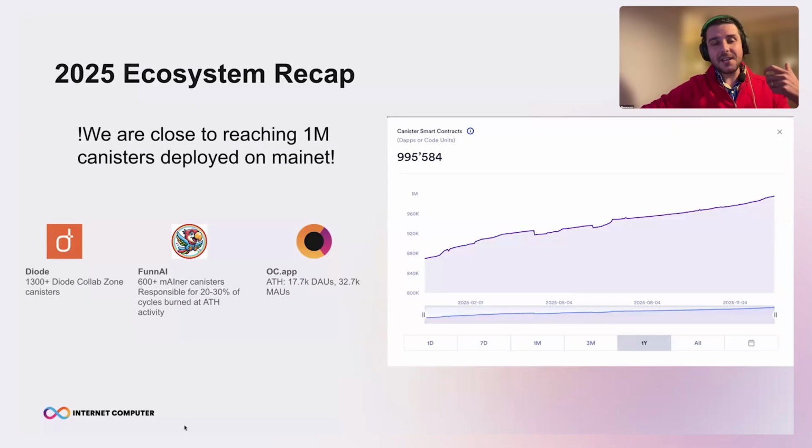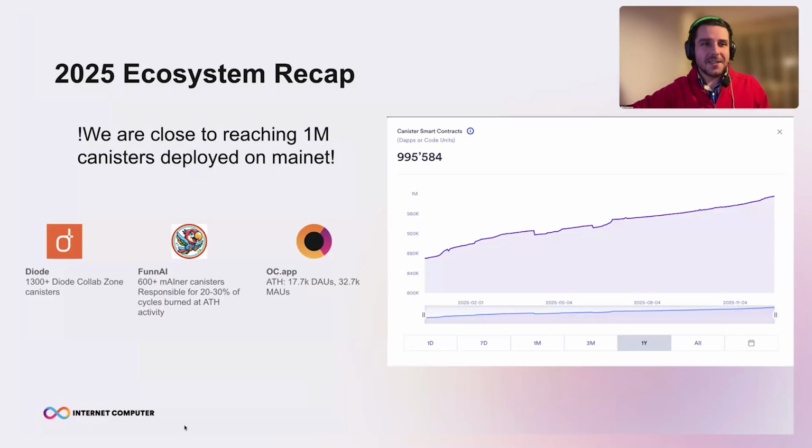And FunAI, which is an innovative proof of AI work protocol that uses MAIners to mine a token, actually has more than 600 miner canisters, and at some point during the summer it was responsible for 20 to 30% of the entire cycles burned on the IC network.